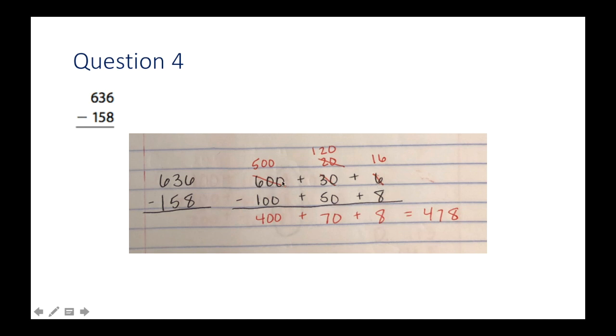So I took 100 from my 600, leaving it 500, and I gave it to my tens place. But I realized my ones place also needed a little bit of that. So I regrouped this number as 500 plus 120 plus 16, giving me my combined difference of 478.